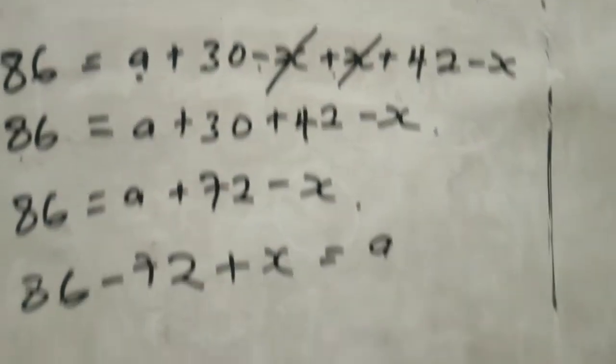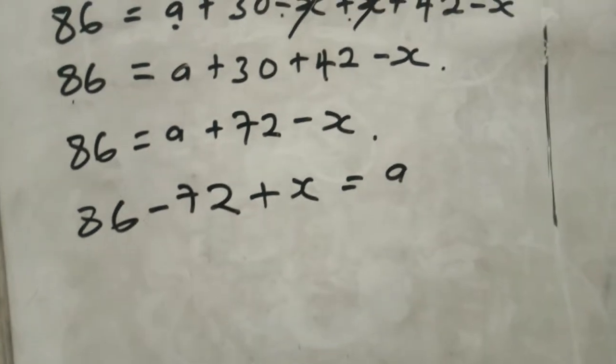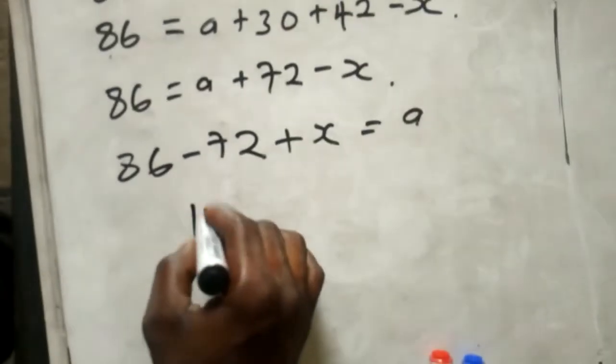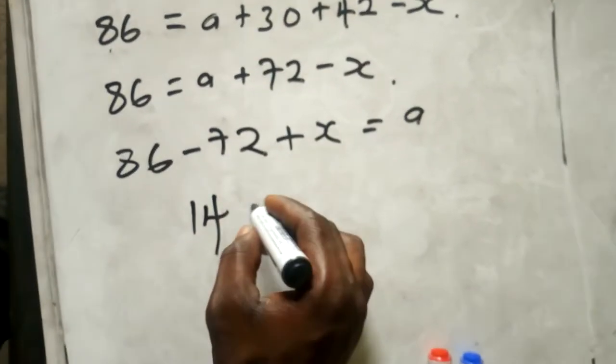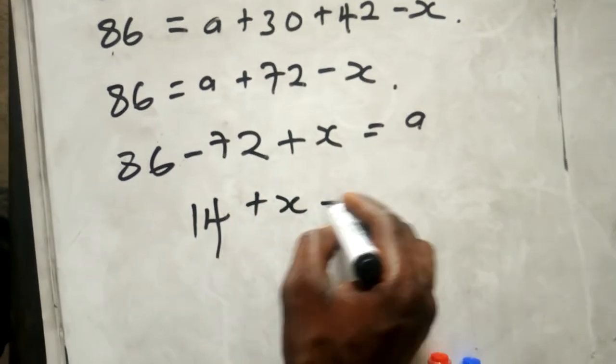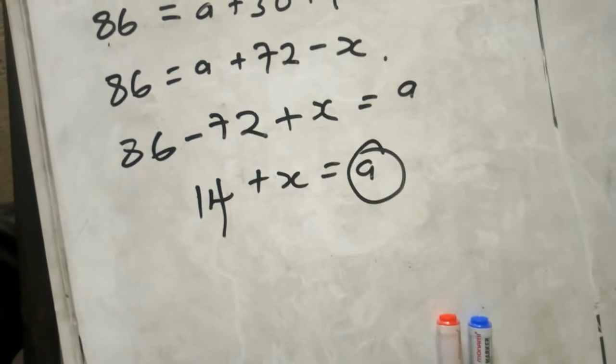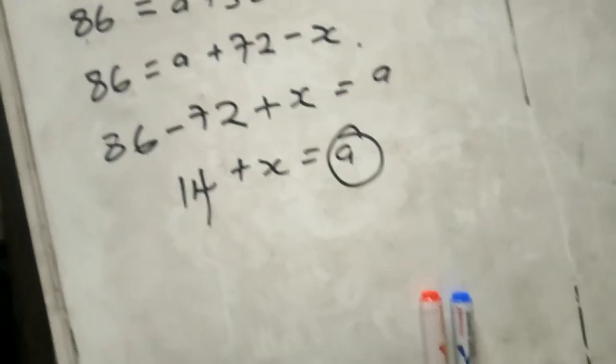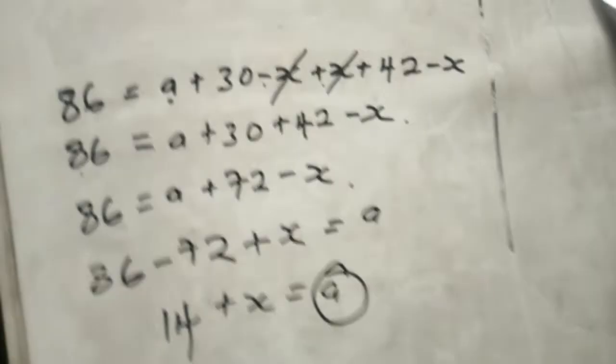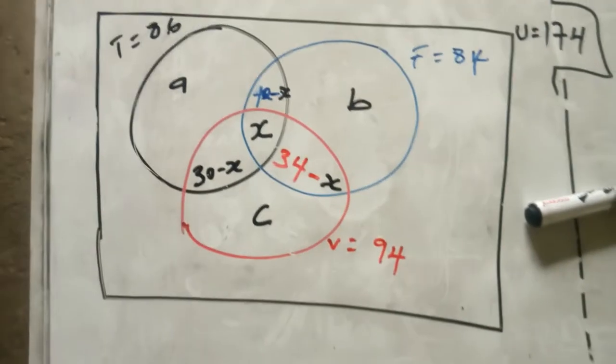That should give me, would that be 14? 14. So I have 14 here, right? 14 plus s. That is equal to a. So this a here is the people who play what? They are the people who play only what? Only table tennis. Is that okay? They are the people who play only table tennis.